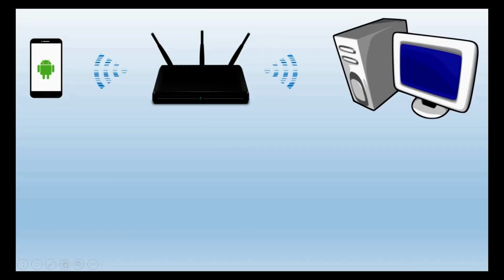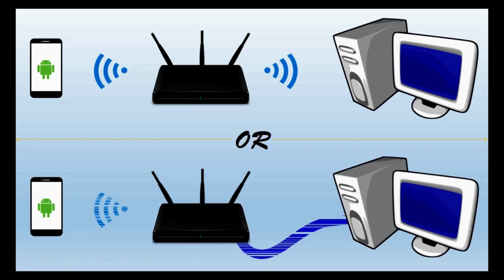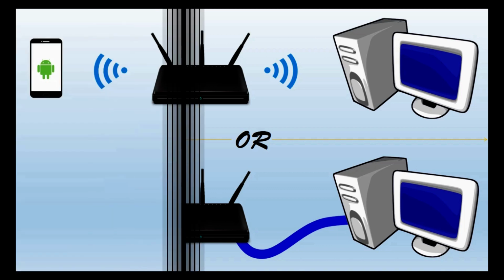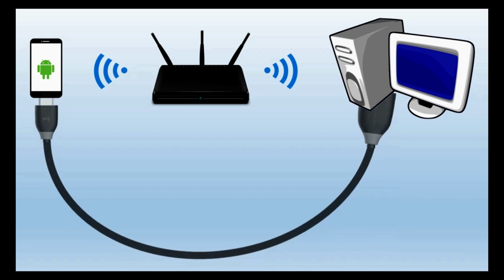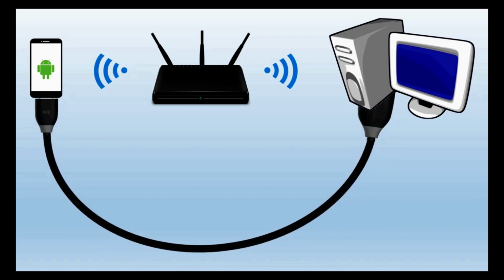Step 1. Connect your Android device and computer to a common Wi-Fi or LAN network. Step 2. Connect the Android device and computer with a USB cable. Remember, before we stream over Wi-Fi, we should do some initial setup over USB. So please connect your phone and computer with a USB cable.